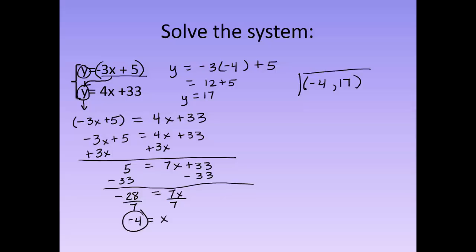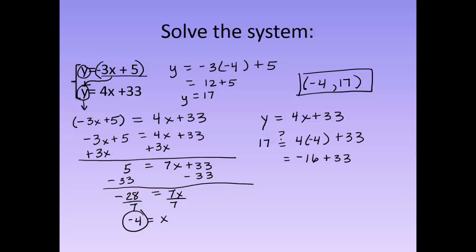And we think that's the final answer, but you would be foolish not to plug it back in, so we're definitely going to do that. Let's take that second equation to check our answer. So if that's true, then 17 has to be equal to 4 times negative 4 plus 33. Let's see if this is a true statement. Negative 16 plus 33. And in fact, if you take 33 and subtract 16, you really do get 17. So it appears to be the correct answer.